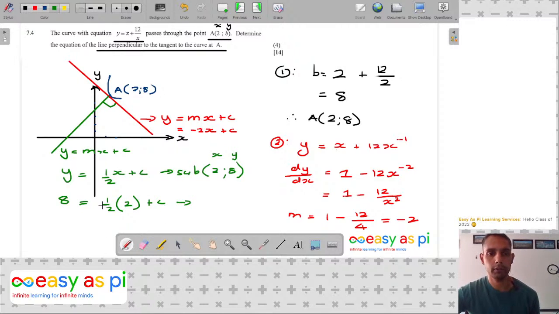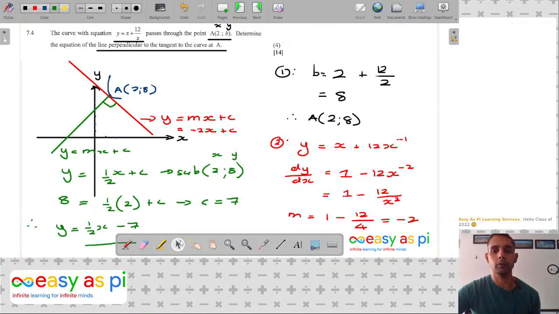And from here, half times 2 is 1. I take that across, so c becomes 7. And therefore, the equation of the perpendicular line is going to be y is equal to half x plus 7. And that is my final answer over there.